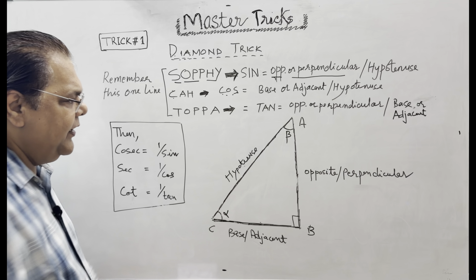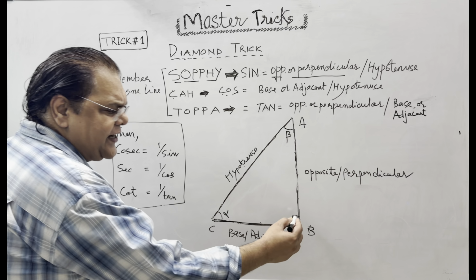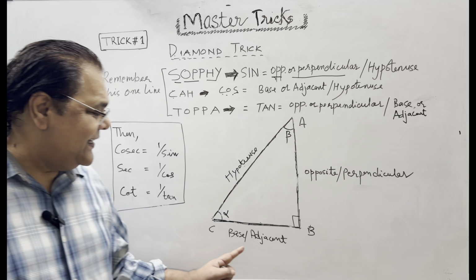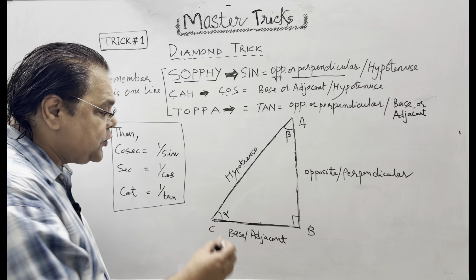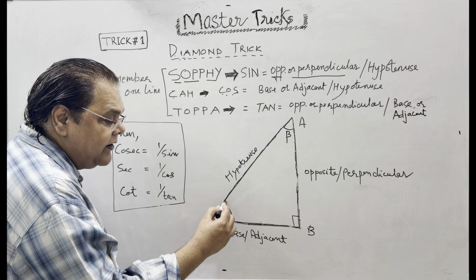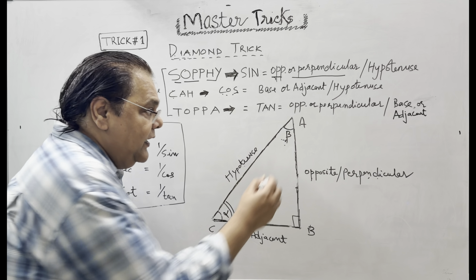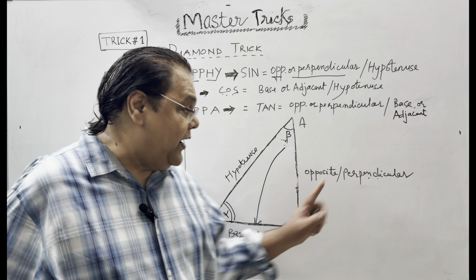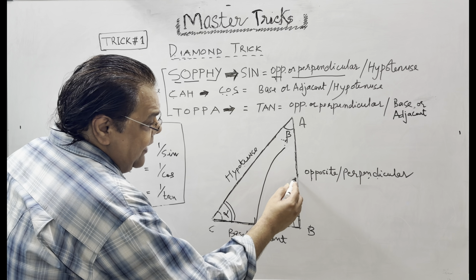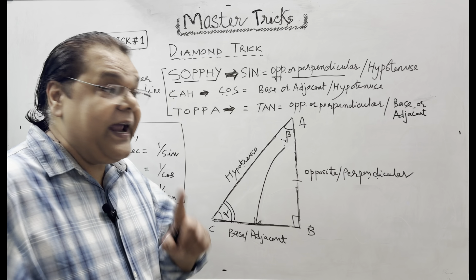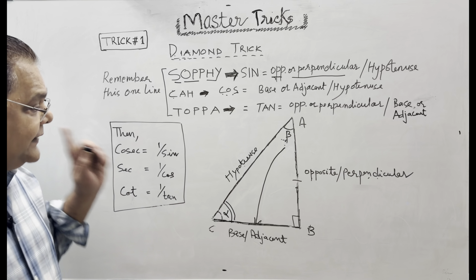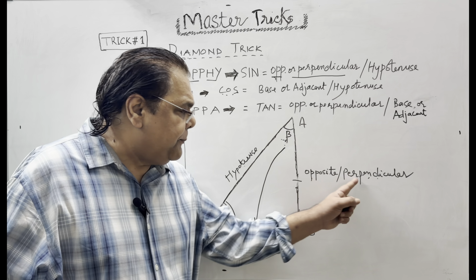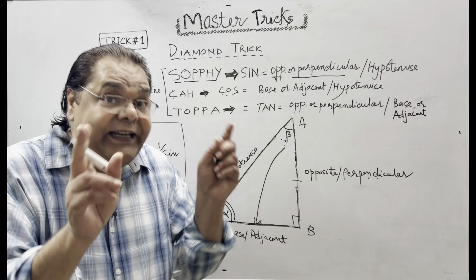Let's come to this figure. In this right angle triangle, right angle at angle B, this is opposite or perpendicular and this is base or adjacent with respect to this angle alpha. If you consider angle beta, side BC becomes the opposite or perpendicular and side AB becomes base or adjacent. So keep in mind that when the reference angle changes, opposite, perpendicular, base, adjacent, they interchange.